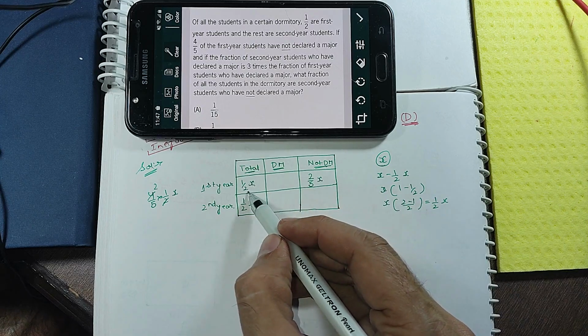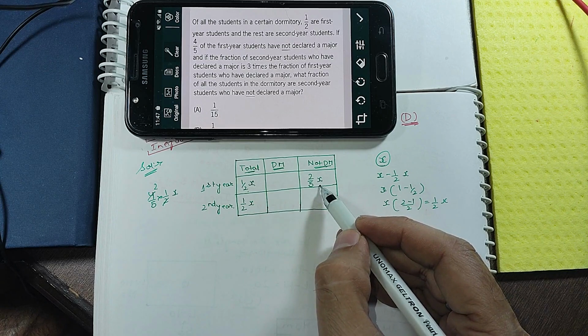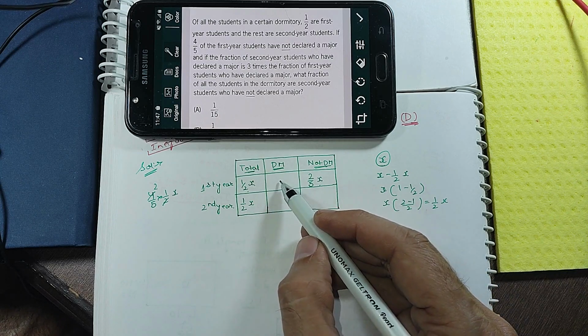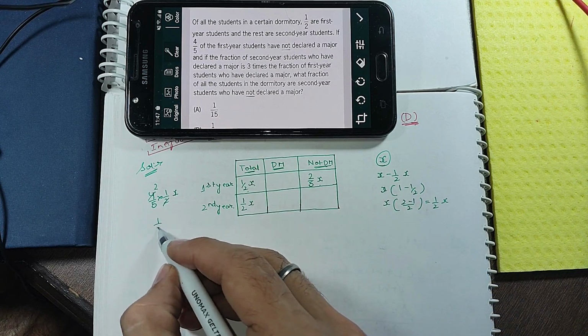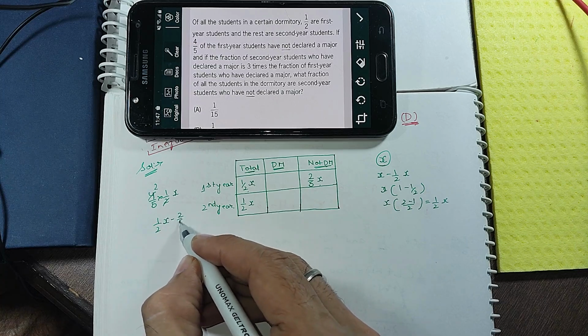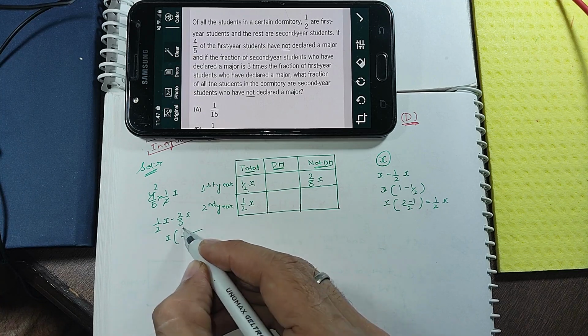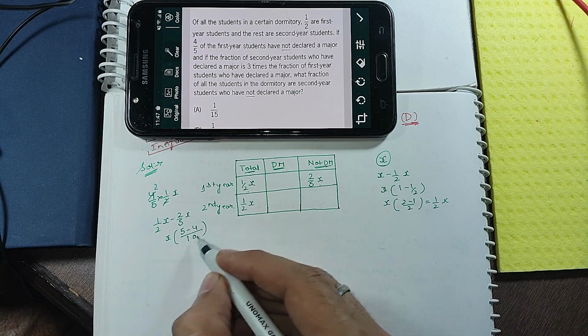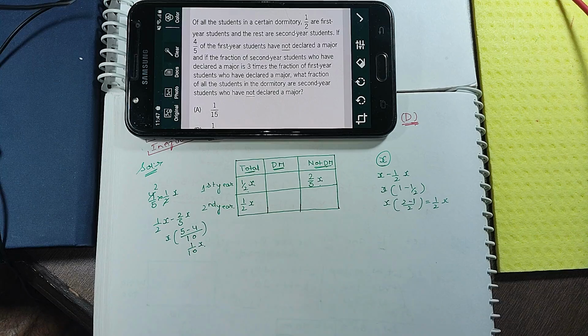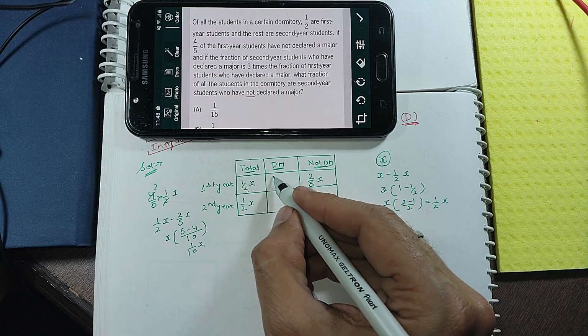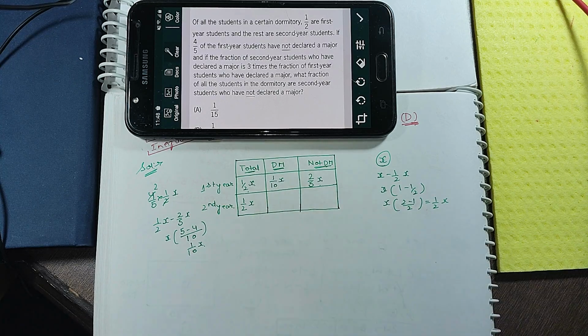Now since total is 1/2 x, not declared major is 2/5 x, and the only option left is declared major. So that will come when I subtract 2/5 x from 1/2 x. So taking x common, here LCM will be 10. So this will come 5 minus 4, so this will be 1/10 of x, right? So first year students who have declared major is 1/10 x.